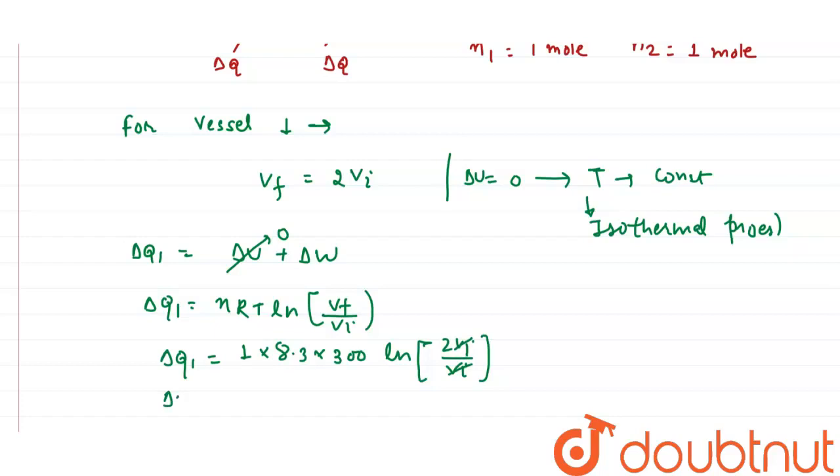So the value of delta Q1 after solving all things, we will get 207.9 R, if you solve without putting the value of R, or with putting the value of R, it is in joule. So this is the heat for vessel 1.